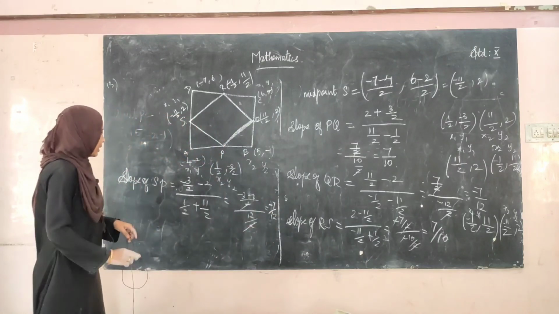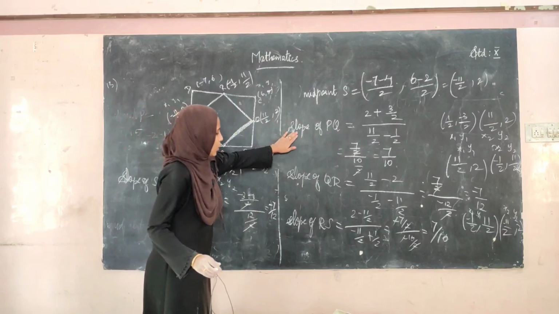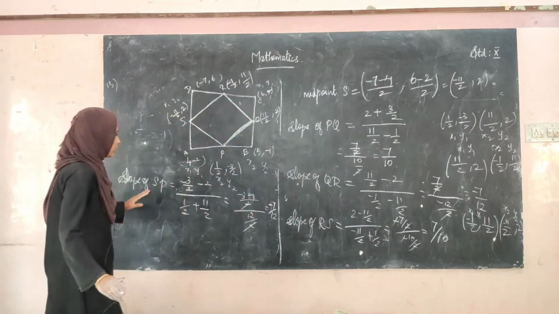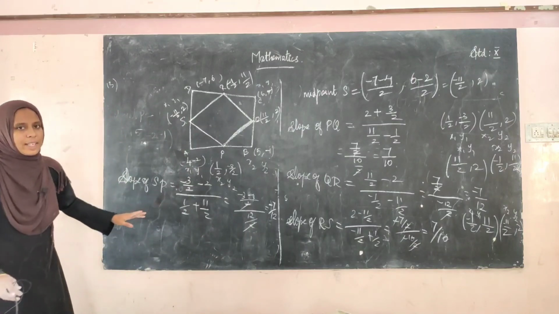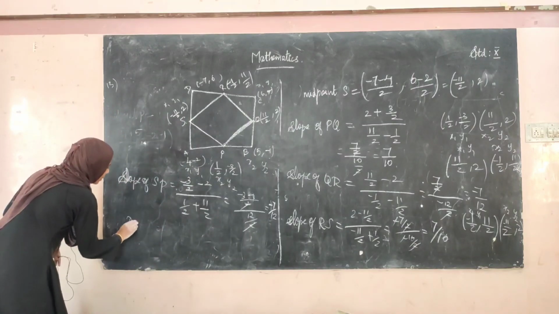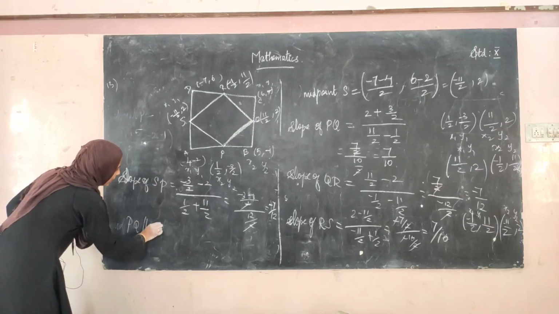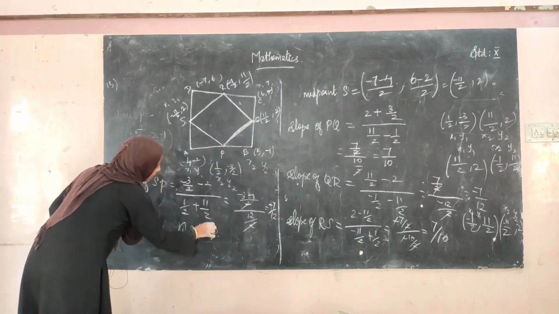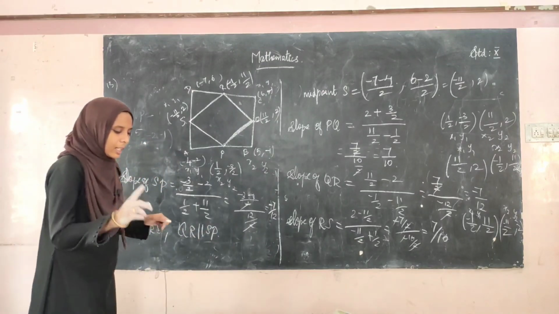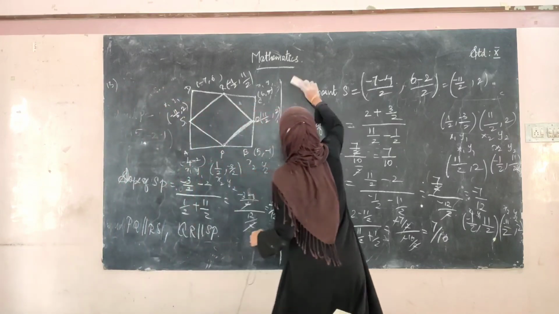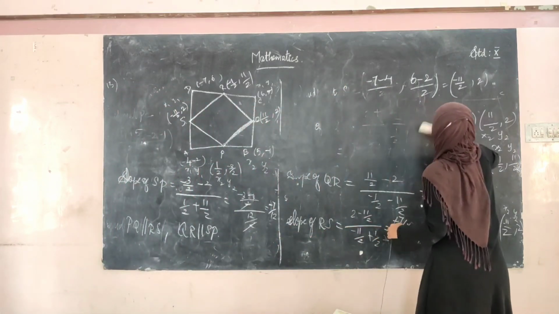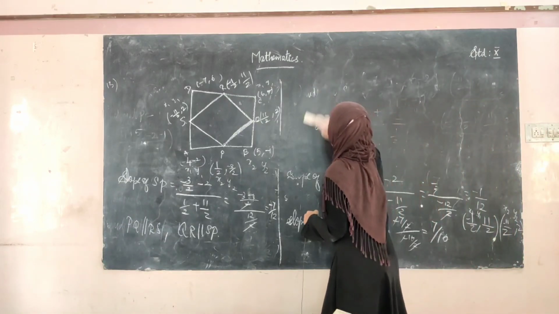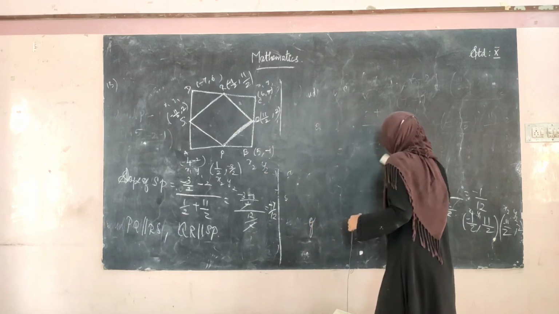See here, the slope of PQ is equal to slope of RS, it is 7 by 10, and slope of QR is equal to slope of SP, that is minus 7 by 12. Therefore, what we can say, PQ is parallel to RS and QR is parallel to SP. And again, another thing we have to find is that the midpoints of the diagonals are same, right? For a parallelogram you have to prove that the midpoints of the diagonals are same, so you have to prove that also.